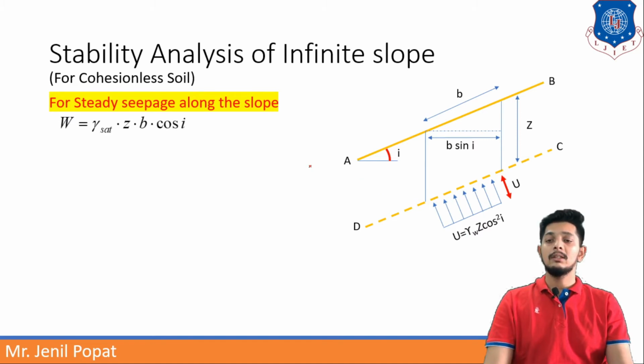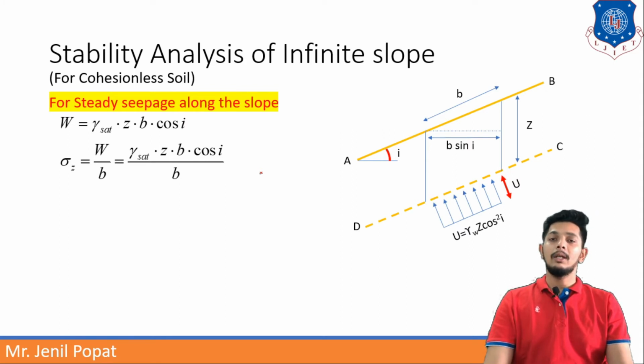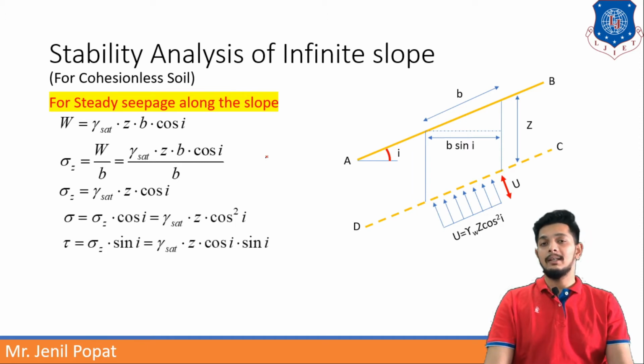Let us understand this. If I want to find out the weight of the prism, then it will be gamma saturated into Z into B into cos I. Here gamma is replaced with gamma saturated. Why? Due to this seepage. So sigma Z will be W by B. Now the W value we know is gamma saturated into Z into B into cos I. Dividing it by B, I will get sigma Z as gamma saturated into Z into cos I. Now putting this sigma Z value in sigma and tau.